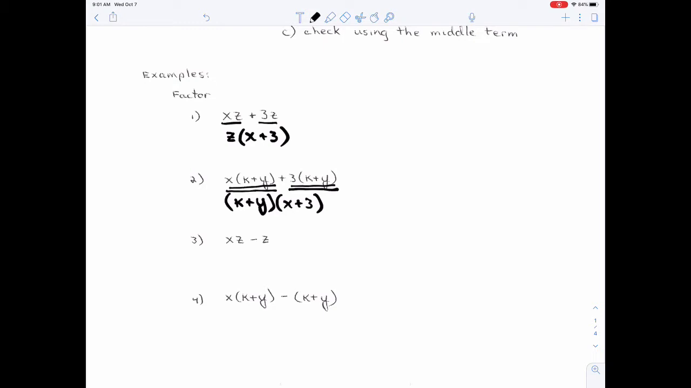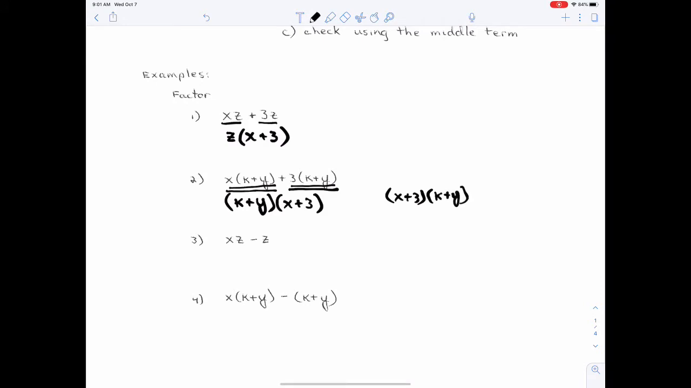They both have a greatest common factor. The first one has the greatest common factor of z. The second one has the greatest common factor of k plus y. By the way, what if you write the answer x plus 3 times k plus y? Is that correct?